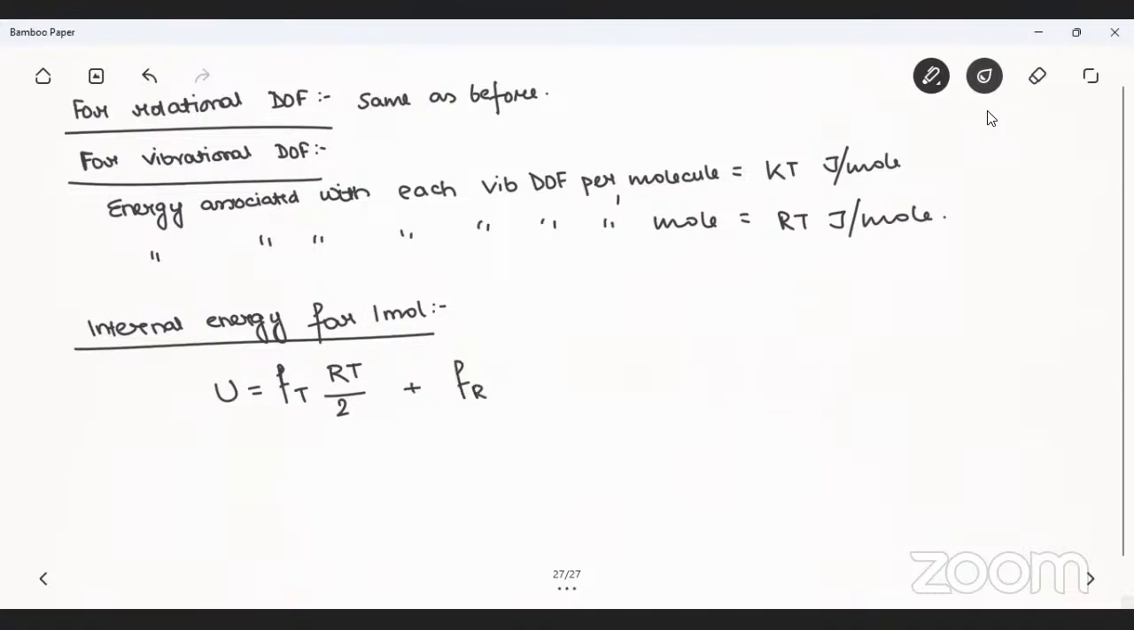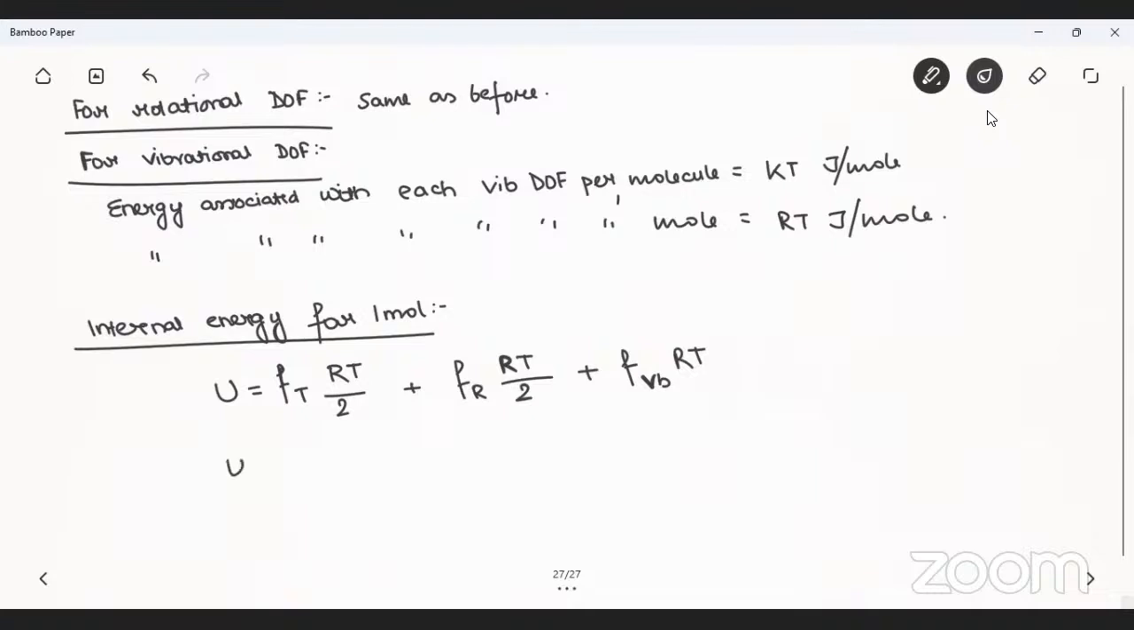R means rotational, okay? The rotational degree of freedom. RT by 2, because FT and FR is basically the same, plus FVB, VB means vibrational, RT. So this is the standard formula, okay? This is the basic formula for internal energy for 1 mole.